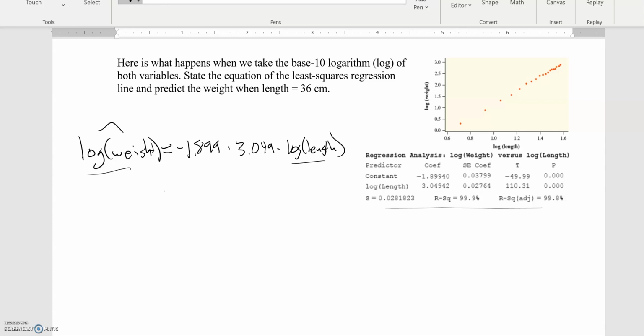So again, you'd plug in 36. And this is the one little bit of logs you need to be able to deal with. It's going to be very small. That should be a plus 3.049 times log of 36. So now I'm just going to work this out on my calculator.